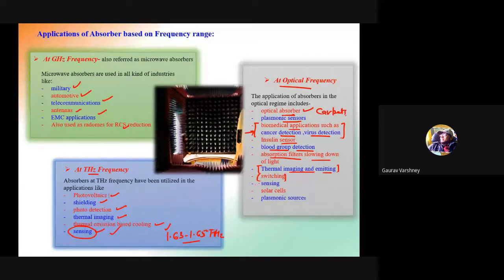Another potential application in which absorbers are utilized includes switching, sensing, and solar cells. And the solar cell is the hottest application in the current era, and everyone is trying to work on it. In fact, our country is also investing so much in the development of solar cell technology. In 2021, there was a project of more than 200 crores offered by the Indian government. In fact, all the countries are trying to develop solar cell technology, in which the concept of the absorber can be utilized. Plasmonic sources. We will discuss these things one by one.